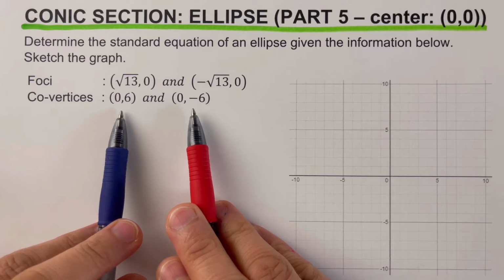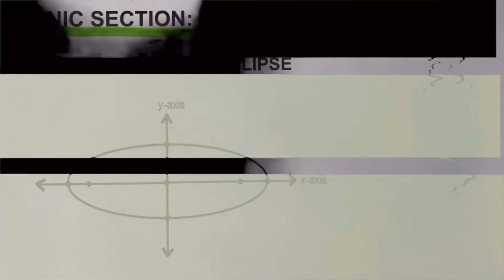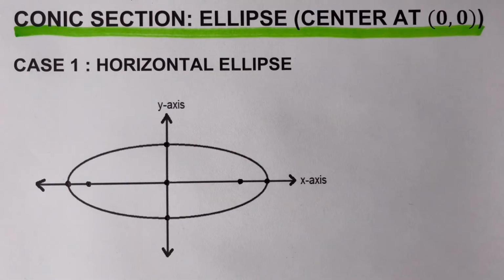But before we go over this example, let's have a review on the parts of an ellipse and the two cases of an ellipse with center at (0, 0) or at the point of origin. We remember that there are two cases of an ellipse. The first case here is the horizontal ellipse. Before we go over this case, let's have the parts of every ellipse.